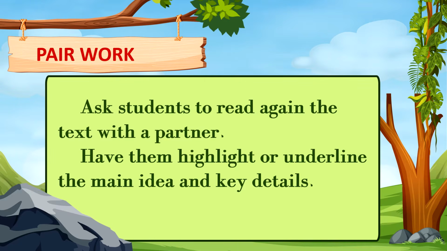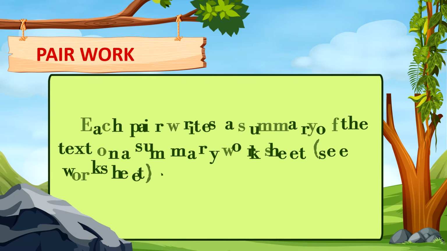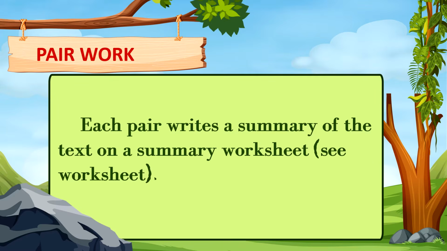Ask students to read the text again with a partner. Have them highlight or underline the main idea and key details. Each pair writes a summary of the text on a summary worksheet.